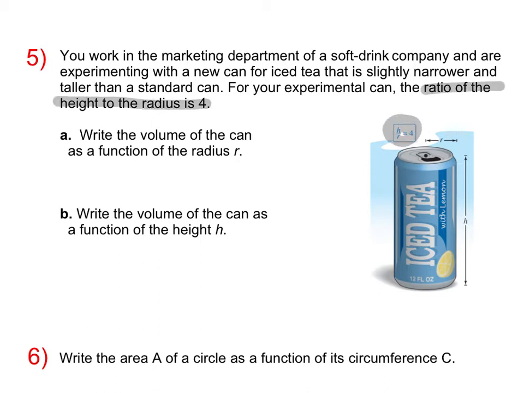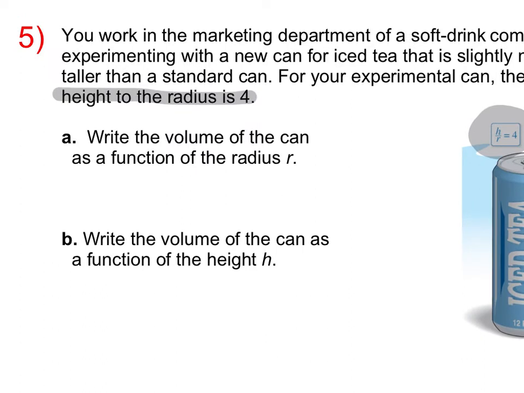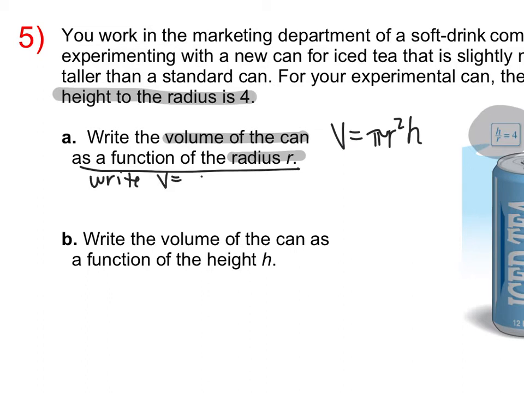They have that written right here for you, so they have an equation written out for that. What we want to do is write the volume of the can as a function of r. So we want to take our volume, which is of a cylinder like this: the area of the base, which is a circle, so pi r squared, times the height. We want to write this with only r's when it says as a function of the radius. So we want to write V equals with only the r variable.